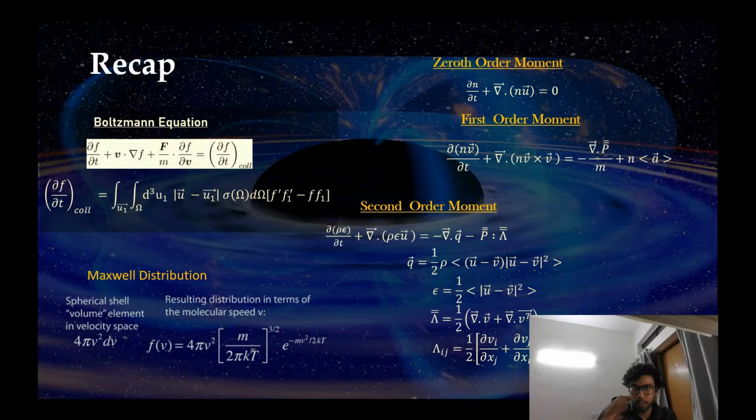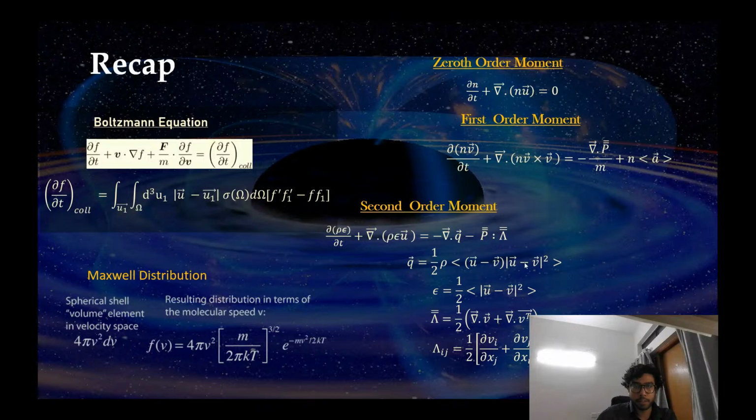If you want to see a derivation of these equations, you can go back and look at the week two lectures. I think the zeroth and first order moment derivation was done by the professor in his lectures, but the second order moment derivation was not done in the lectures. So that I have also done in the week two lectures. If you want a derivation, you can go back and look it up there.